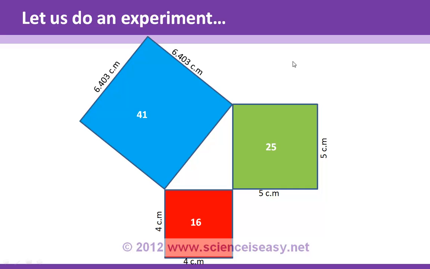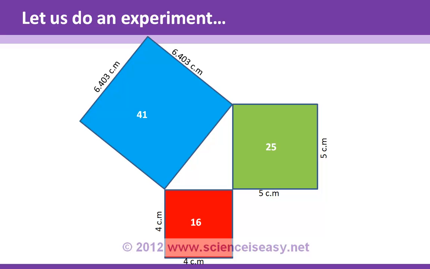Can you find anything interesting here? There is obviously something interesting. If we add 16 plus 25, you get 41. That's the interesting part. If you arrange three squares in this manner, then the area of the biggest square will always be equal to the sum of the areas of the other two squares. In fact, that is the Pythagorean theorem. This is an experiment with a particular dimension, and this will be true for any square of any dimension if we can arrange them in this way.